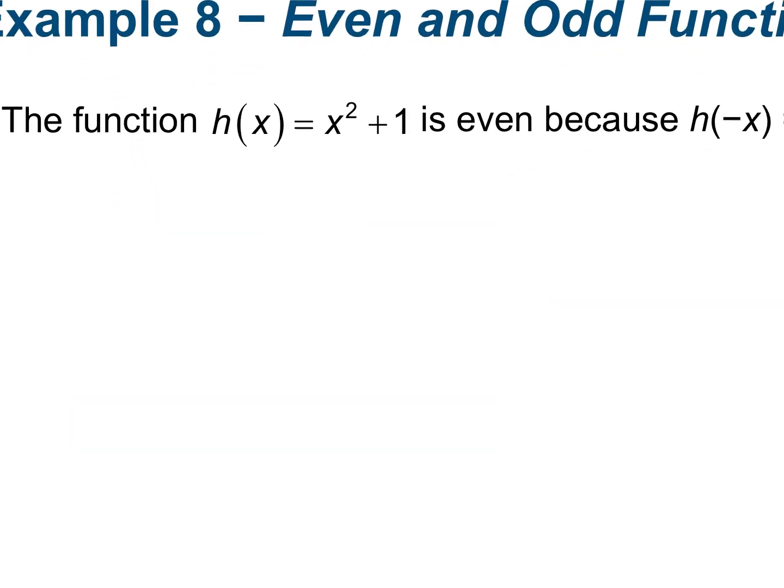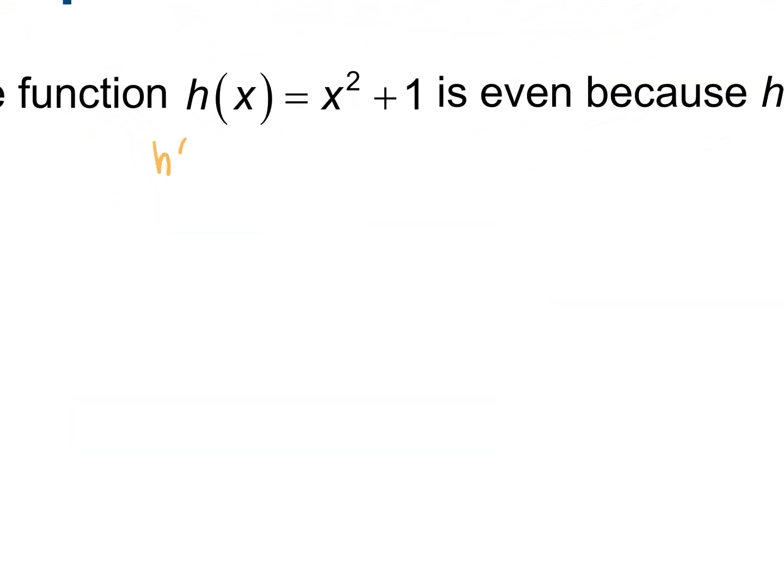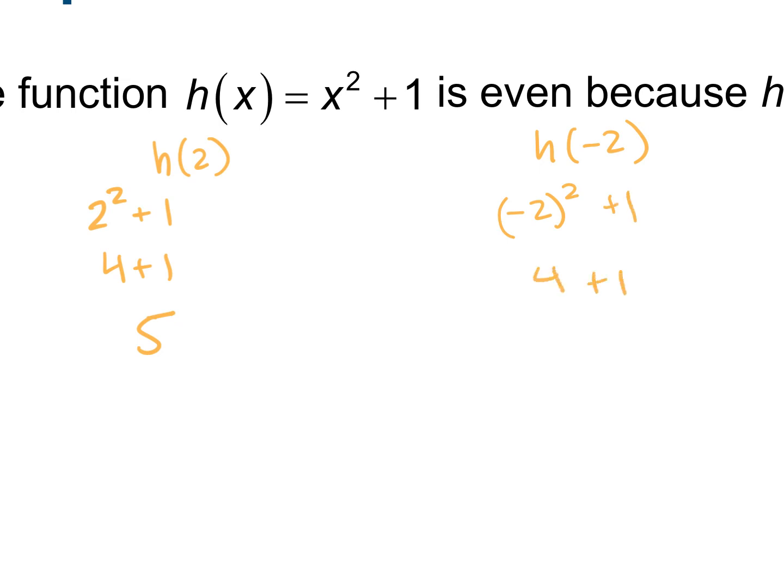So for B, we can do the shortcut. Let's plug in 2 and negative 2. So I have 2 squared plus 1, which is 4 plus 1, so 5. Negative 2 squared plus 1 would be, negative 2 squared is 4, plus 1 would be 5. So we get the same answer, so these would be even functions.